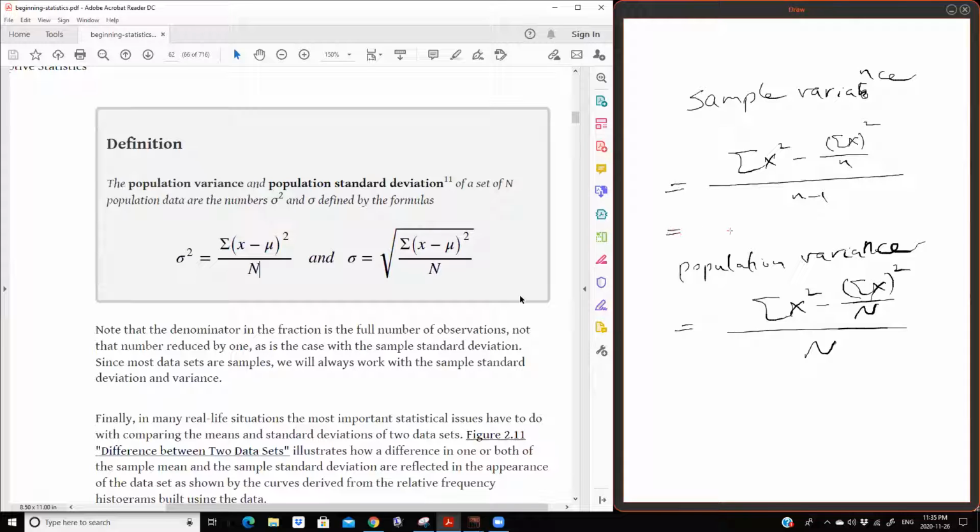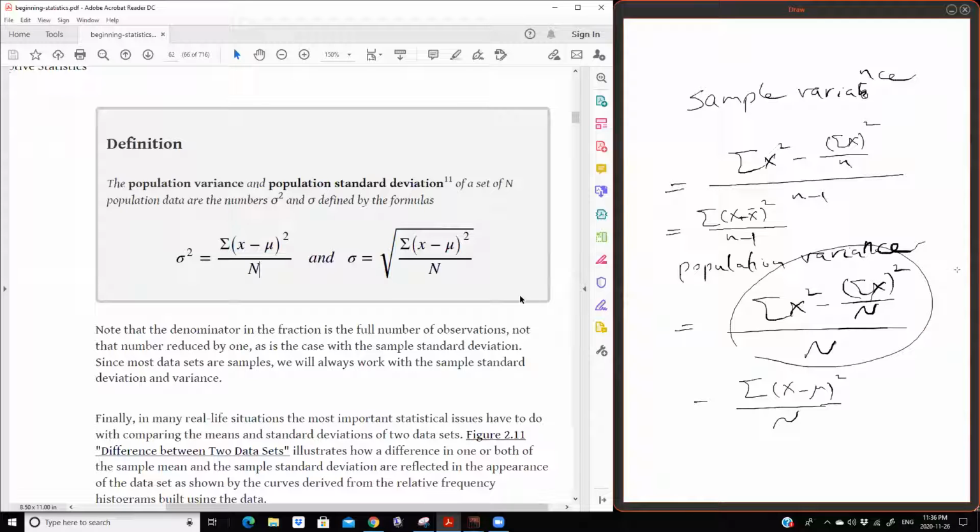Or this one can also be written as sigma x minus x bar squared over n minus 1. And this one can also be written as sigma x minus mu squared over n. But again, using this would be easier computationally. You just need to figure out what the sum is, what the sum of squares is, and then you plug in the values.